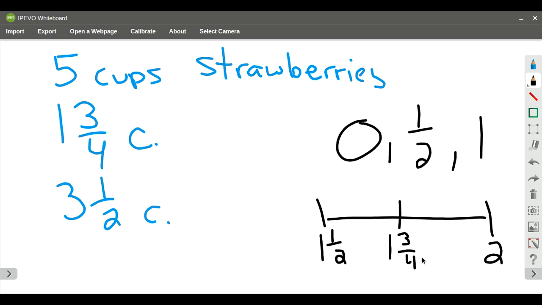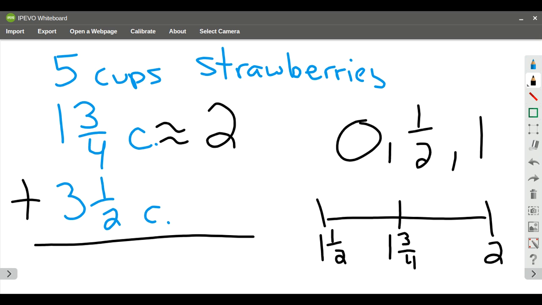So 1 3/4 cups, I'm going to round. Remember, those squiggly lines mean approximately. I'm going to round that up to 2. And then I'm going to look at 3 1/2 cups and see what I need to round that to. Well, what's nice about 3 1/2 is that it's already a benchmark number. I already have that benchmark fraction of 1/2. So I'm going to leave that at 3 1/2.